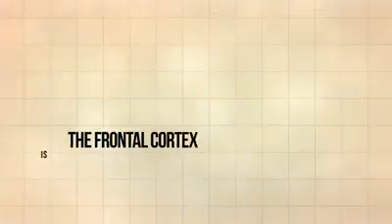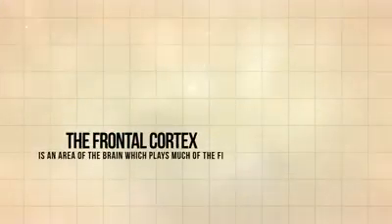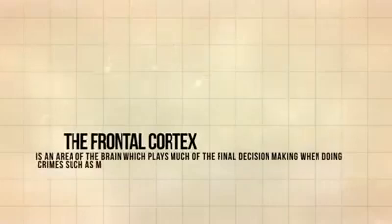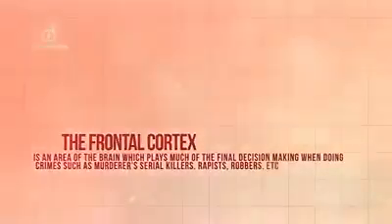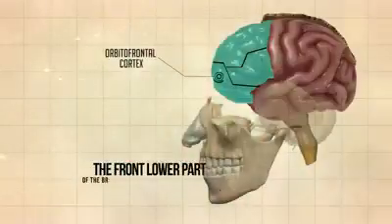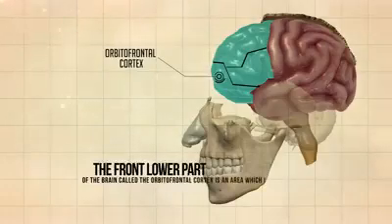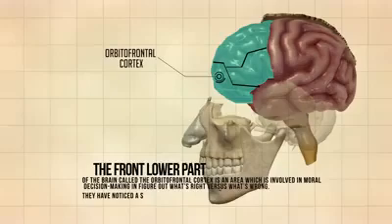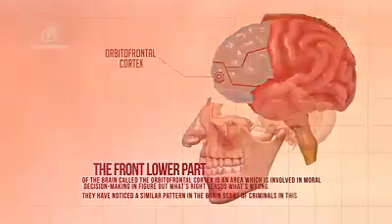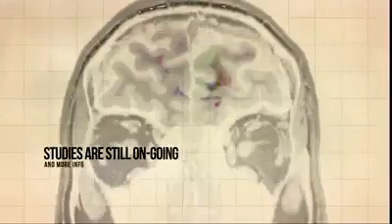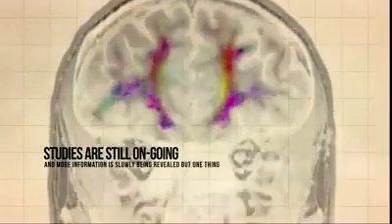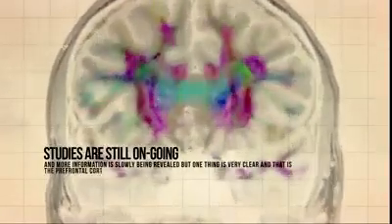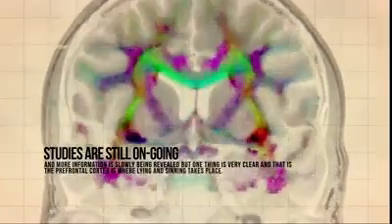The frontal cortex is an area of the brain which plays much of the final decision making when doing crimes such as murders, serial killers, rapists, robbers, etc. The front lower part of the brain, called the orbitofrontal cortex, is an area which is involved in moral decision making, in figuring out what's right versus what's wrong. They have noticed a similar pattern in the brain scans of criminals in this region. Studies are still ongoing and more information is slowly being revealed, but one thing is very clear, and that is the prefrontal cortex is where lying and sinning takes place.